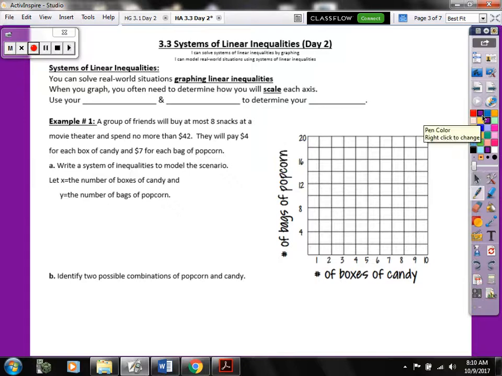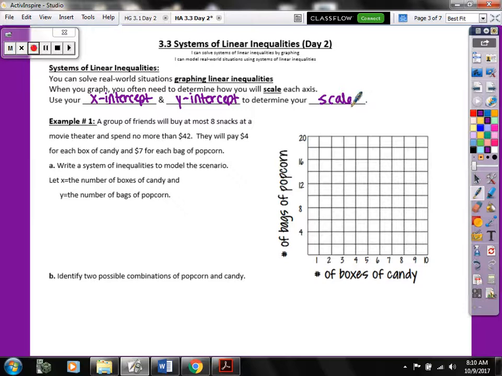So when we're solving real world situations, we can graph linear inequalities to solve them. And when we graph them, again, sometimes we'll be counting by different units on the x and the y axis. So you do have to determine a scale oftentimes. In your homework, you'll have to come up with your own scale. You can use your x-intercepts and the y-intercepts to determine the scale that you would need. Because the x-intercept would be the highest value you need to get to, and same with the y.